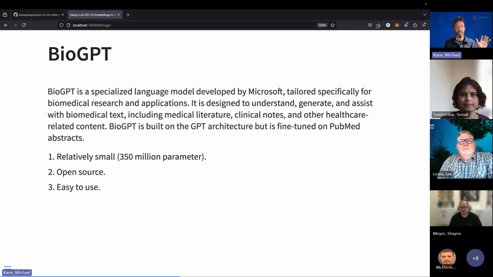This is a relatively small large language model, only 350 million parameters, which still seems like a lot to me. It is open source, and it's relatively easy to use. And by easy to use, I mean that it does run on my laptop.